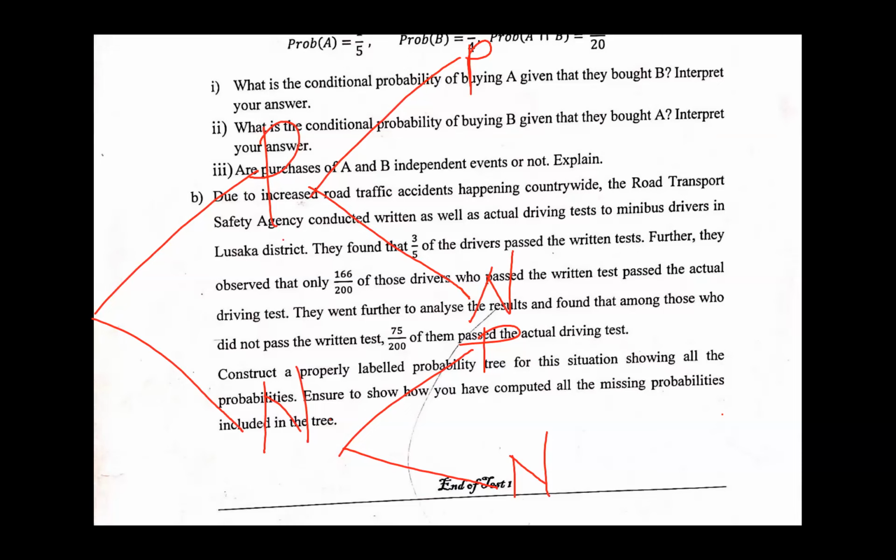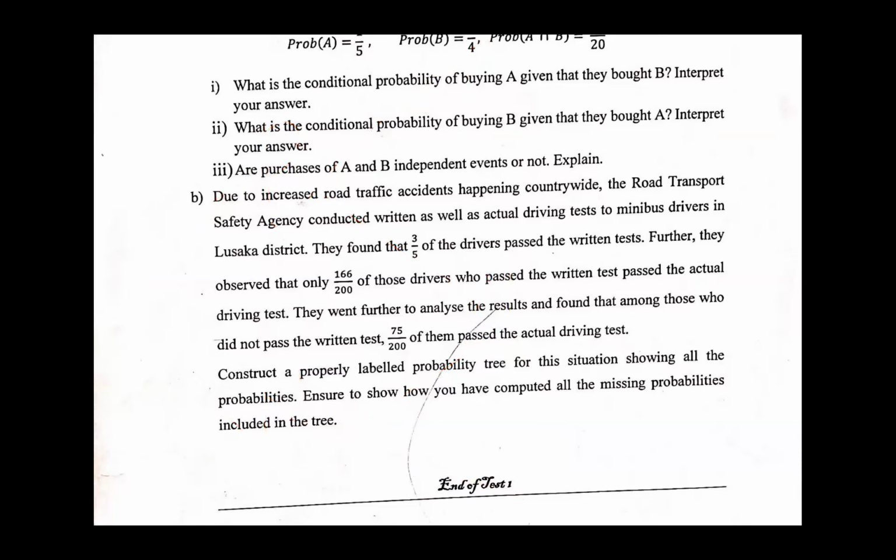Now, let's go back to the actual question. We have a probability, right? There is this probability that 3/5 of the drivers pass the written. So the first thing, what comes first? You have to understand what is done first. That is what you put on the first tree. Okay. What is done first? Is it a written test or the actual test? It's written, right? Written test, yes.